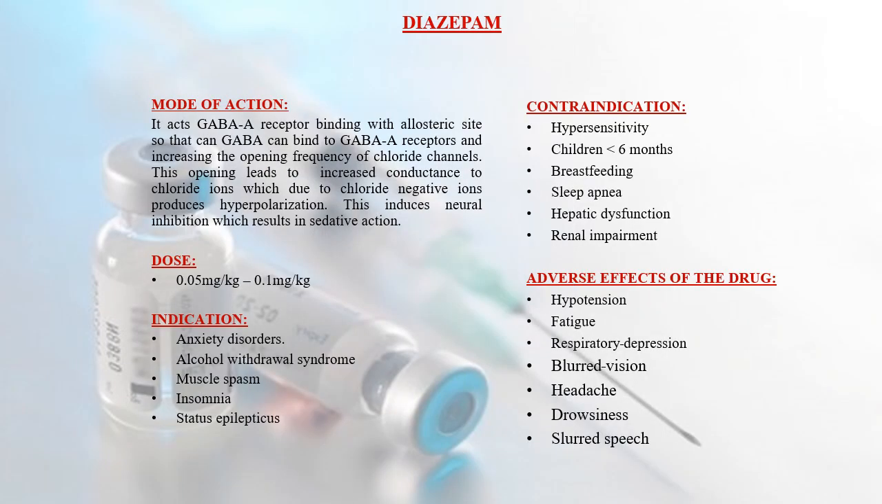Another emergency medicine is diazepam, which belongs to the class of benzodiazepines. Diazepam's trade name is Valium, which is commonly known. It acts on the GABA A receptor by binding to the allosteric site, so that inhibitory GABA can bind to GABA A receptors and increase the opening frequency of chloride channels. This opening leads to increased conductance of chloride ions, which, due to the negative chloride ions, produces hyperpolarization.